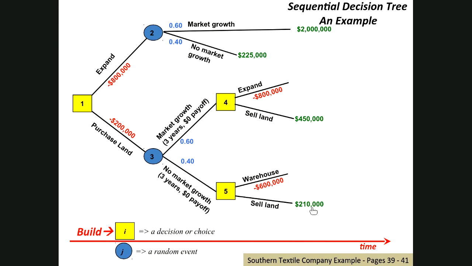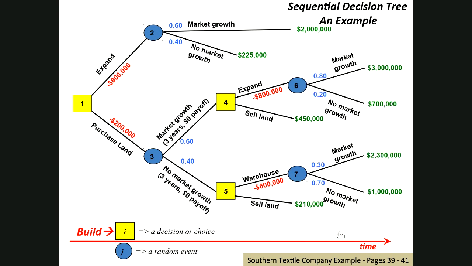And then again, now we're going to face another set of random events. Again, there's going to be another sequence of either market growth or no growth. So if the land is expanded, and notice here the probabilities change, because if the market has grown once, it's more likely that it will grow again. And in this case, if you choose to expand and the market grows, you'll return $3 million.